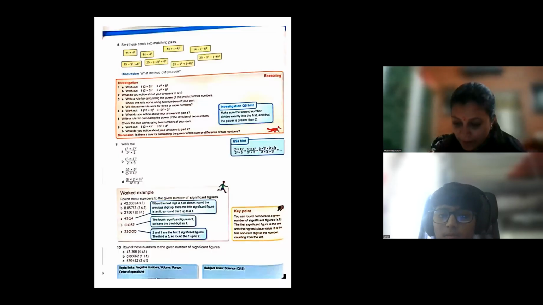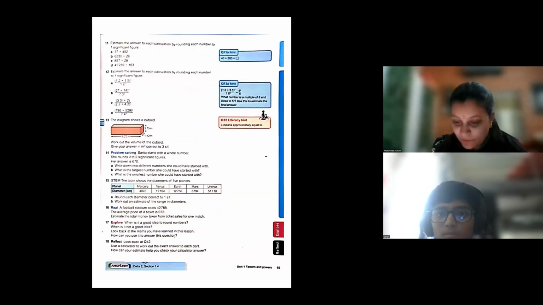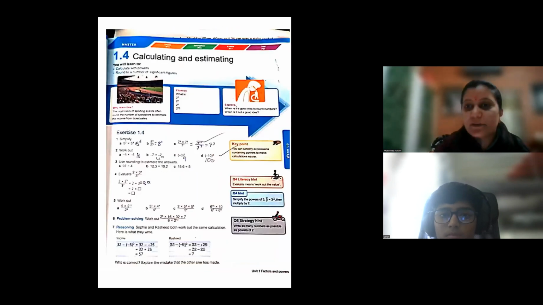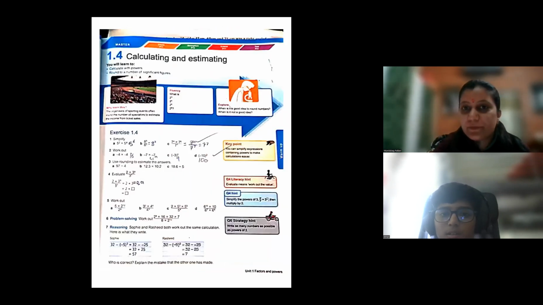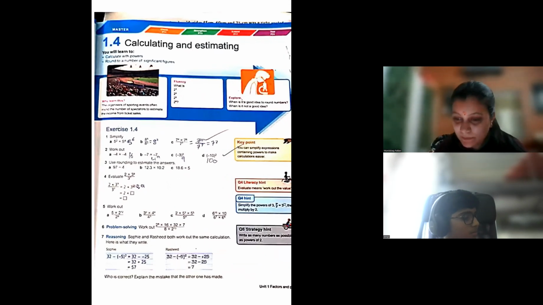Okay, just give me a moment. Actually, these pages are not arranged in order. I think the next chapter is this, no? Calculating and estimating. Just check once. Yeah? All right. Okay, so next we have calculating and estimating.